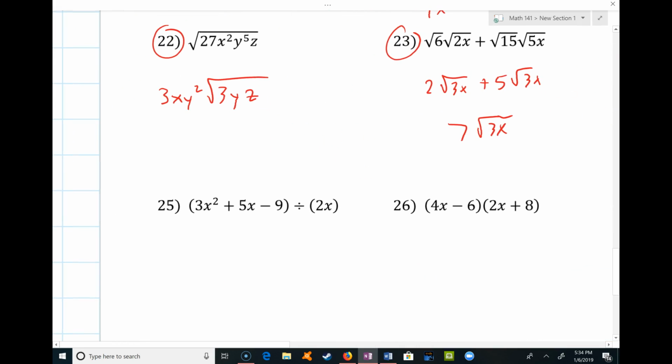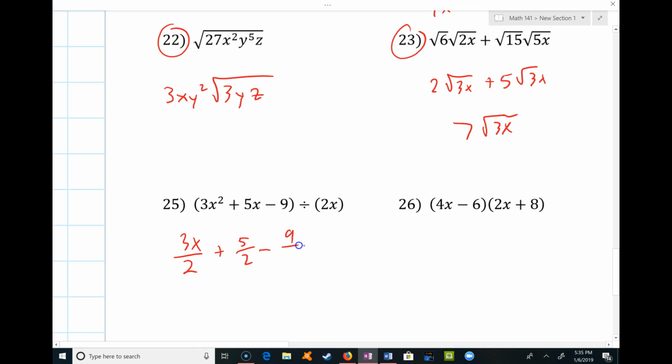Here's another distributing the negative, or distributing division. And notice it doesn't go evenly though, so this would end up being just 3x over 2, because the x's will cancel and nothing else will. This would be plus 5 halves, because just the x is canceled. And this would be 9 over 2x.